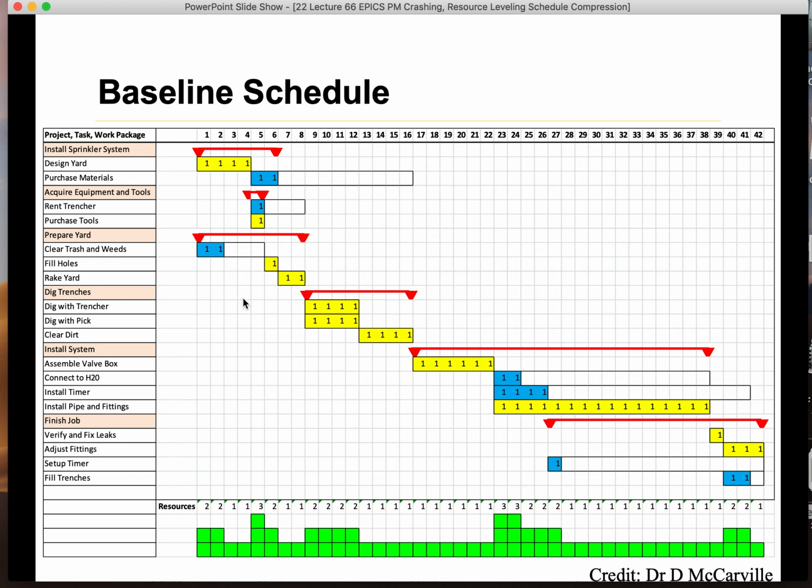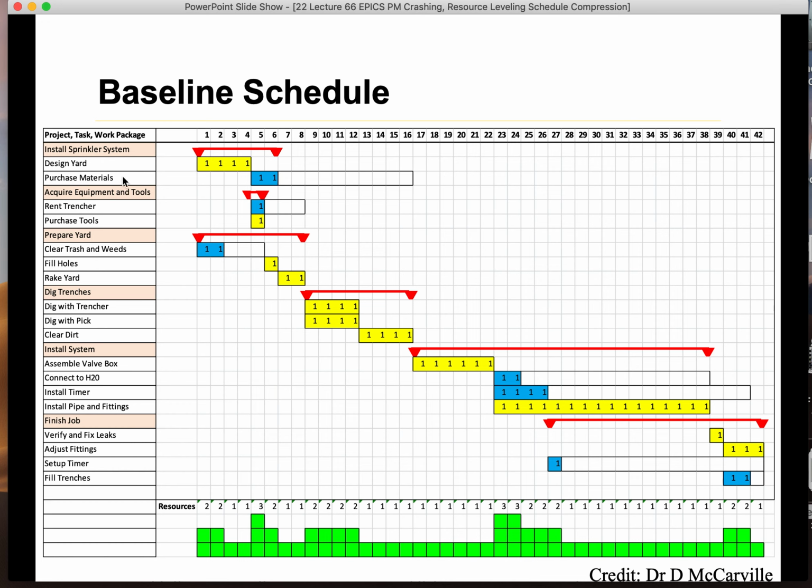So when you do this, you come up with this baseline schedule, with the resources. I'm just looking from a resource perspective, from an employee perspective. I'm installing my sprinkler system in my backyard with a teenager and myself, right? So I am basically using two people. I'm not hiring any contractor, I'm not paying anybody else. Let me explain what the colors and these lines and these red lines are.